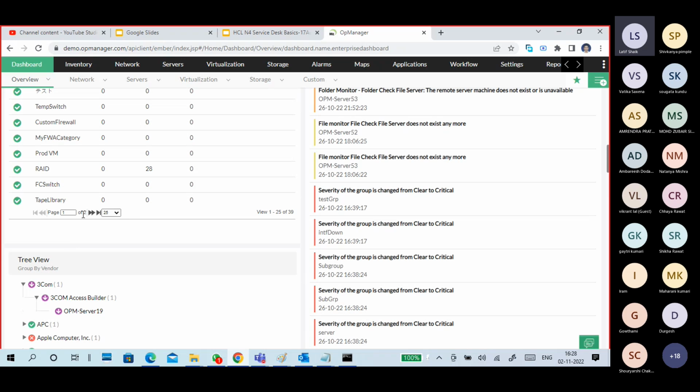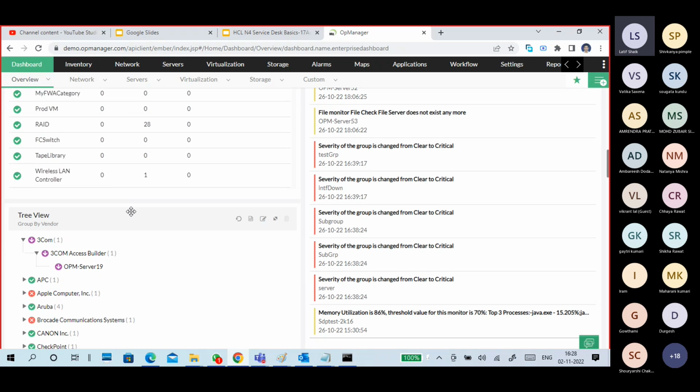This is page 1 of 2. Okay, you can go to the next page. Nothing. The last one is the wireless LAN controller, like a Wi-Fi kind of stuff. One is there, no problem.